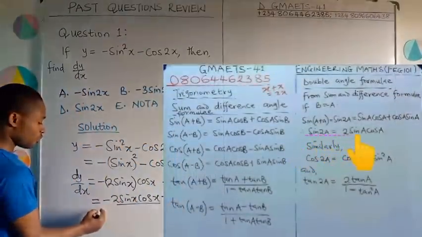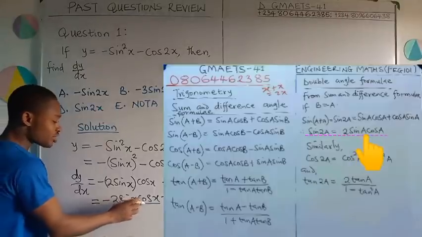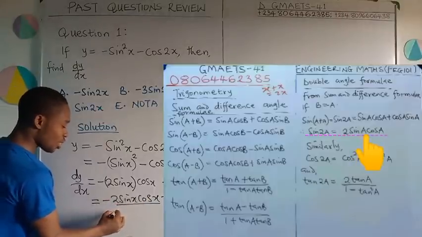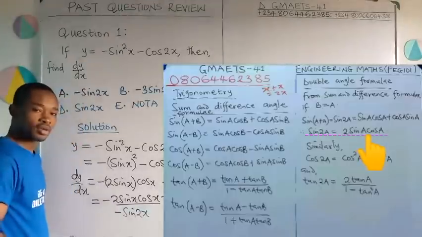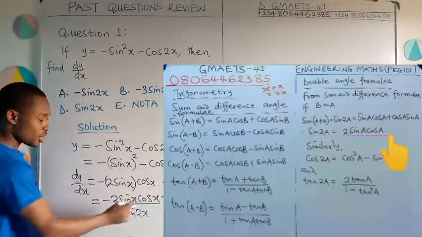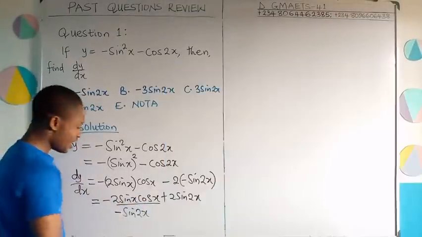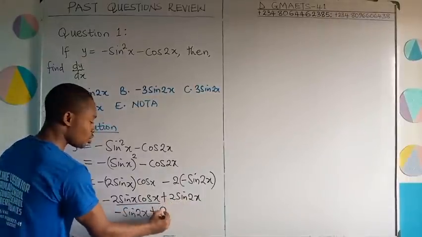From trigonometric identity, 2 sine x cos x is equal to sine 2x. And therefore here I'm simply going to put that 2 sine x cos x is equal to what? Sine 2x. So this becomes minus sine 2x. I hope you're following, right? That's what this term is in the trig identity. And then we're going to add this 2 sine 2x to it.